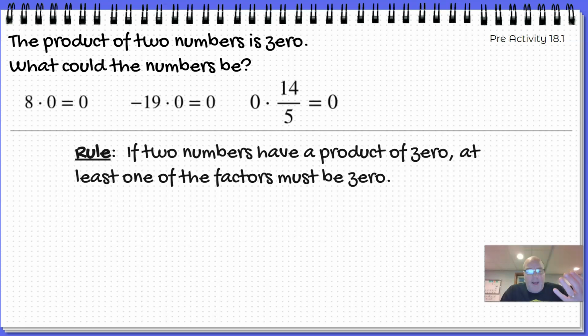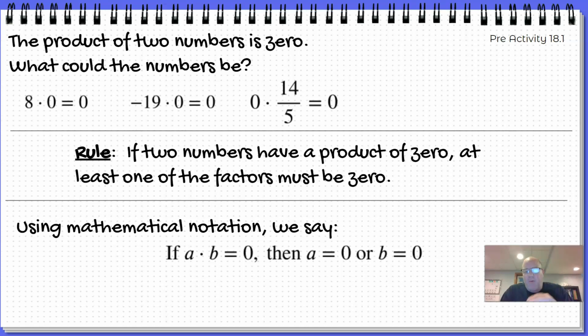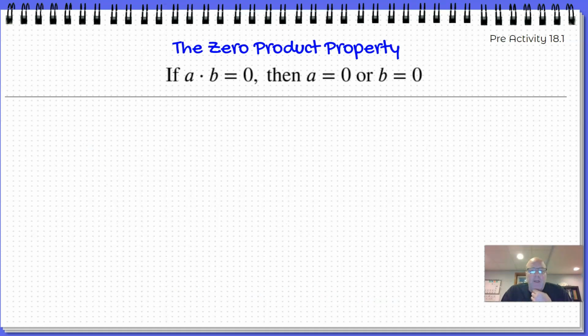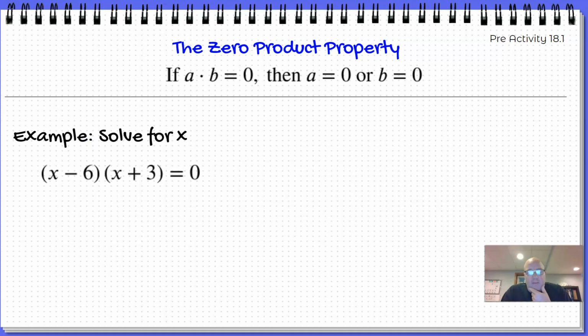What all these have in common is that in order for the product of two numbers to be 0, one of those numbers has to be 0. And this is known as the zero product property. And so what we say is, if A times B is equal to 0, then either A must equal 0 or B must equal 0. You're going to hear the phrase zero product property used quite often. And we use that zero product property to solve quadratic equations for x.